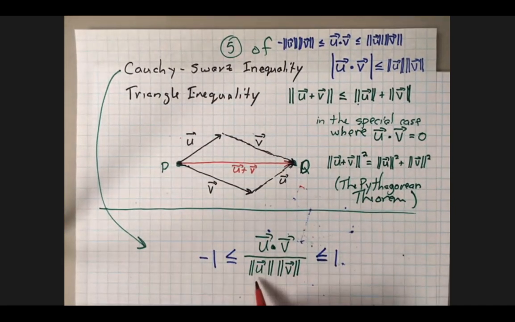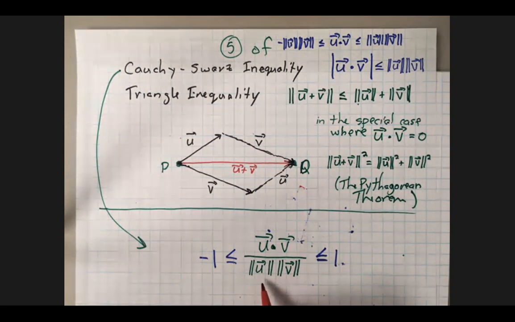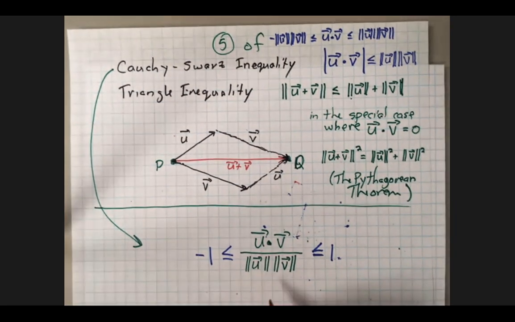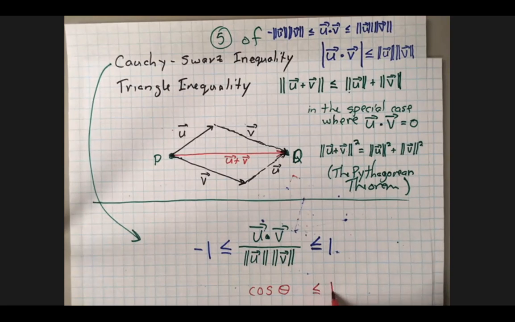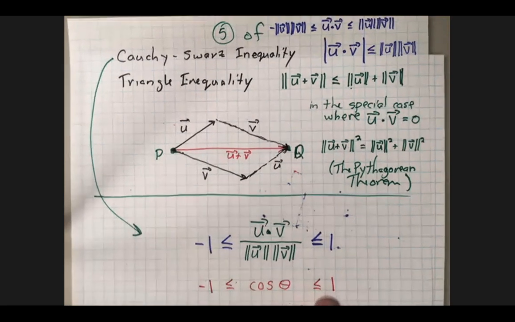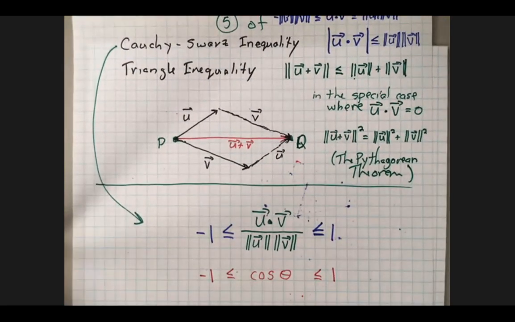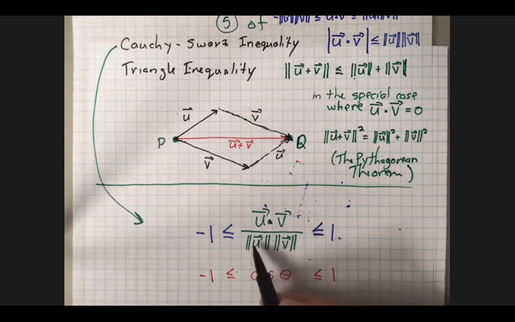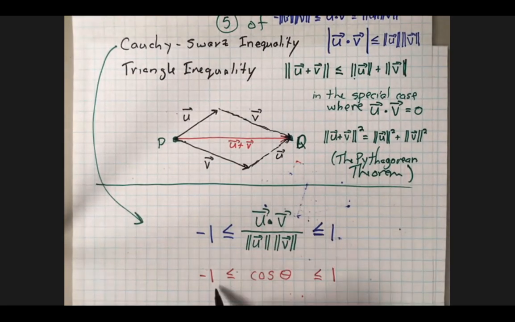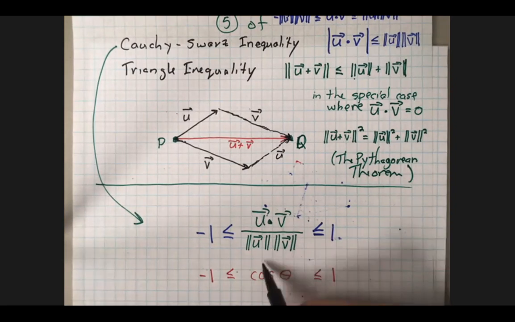Now there's another famous animal that always lives between minus one and one. What's the name of that animal? Cosine. Cosine is always bigger than minus one and always less than one. So here's an interesting theory. I have one animal trapped between minus one and one. I have another animal trapped between minus one and one. Are they the same animal?